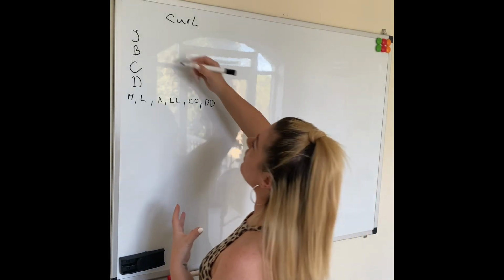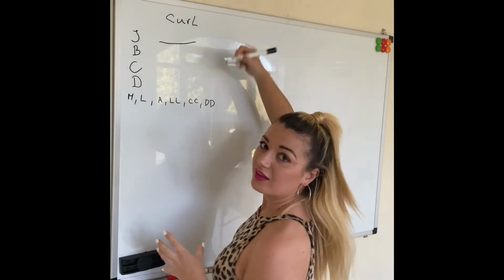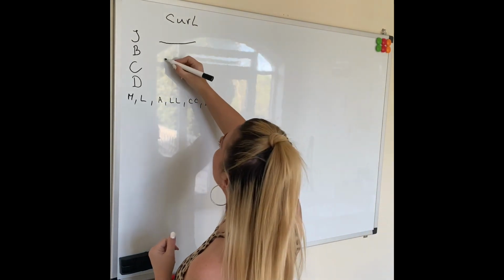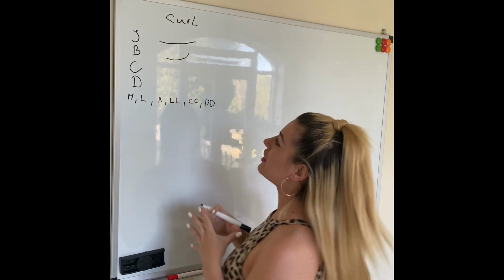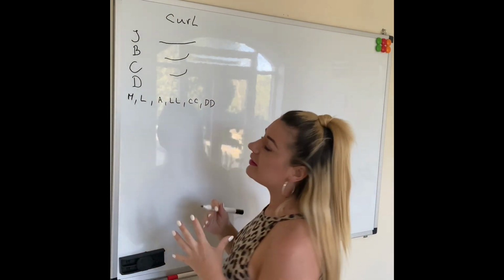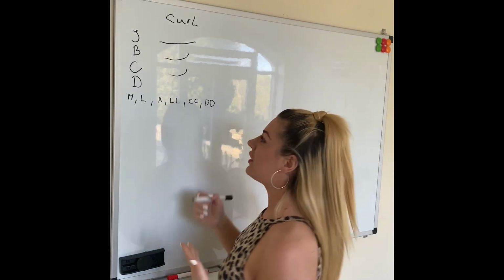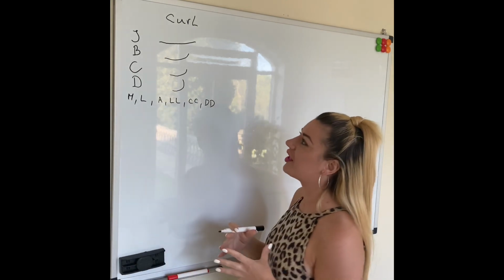So the J curl, it's quite straight. B curl is slightly curlier. Okay, C curl it's more curlier than B curl. And D curl it's really curly. They call them like the Kardashian look because it's really nice and curly.